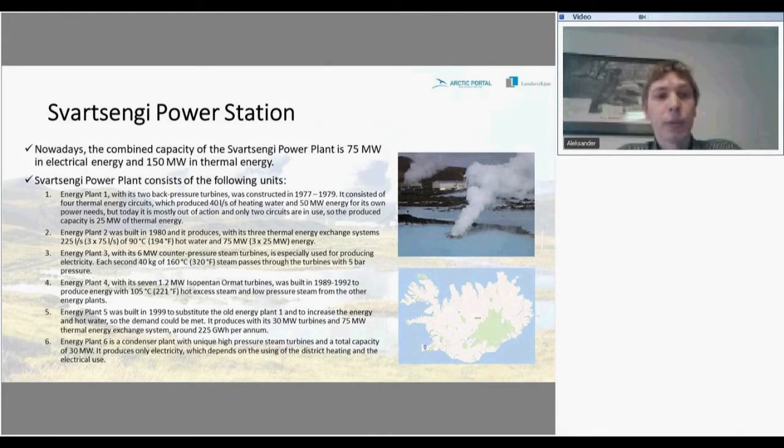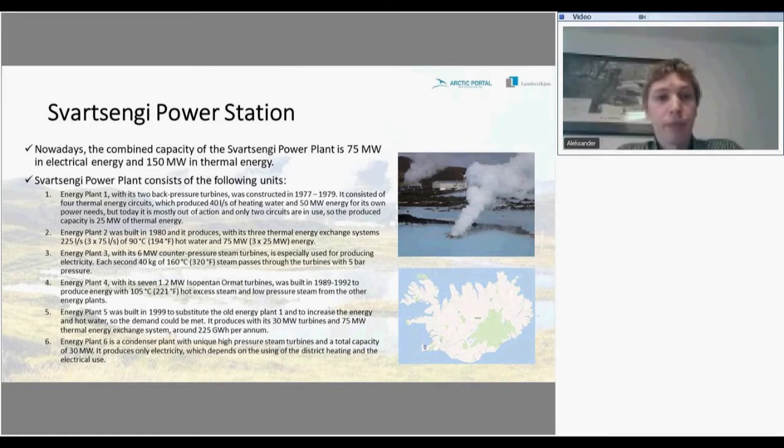The second unit was built in the 1980s, and it has 3 thermal energy exchange systems and produces around 75 megawatts of energy. The third unit has 6 megawatt counter pressure steam turbines and is used for producing mostly electricity.